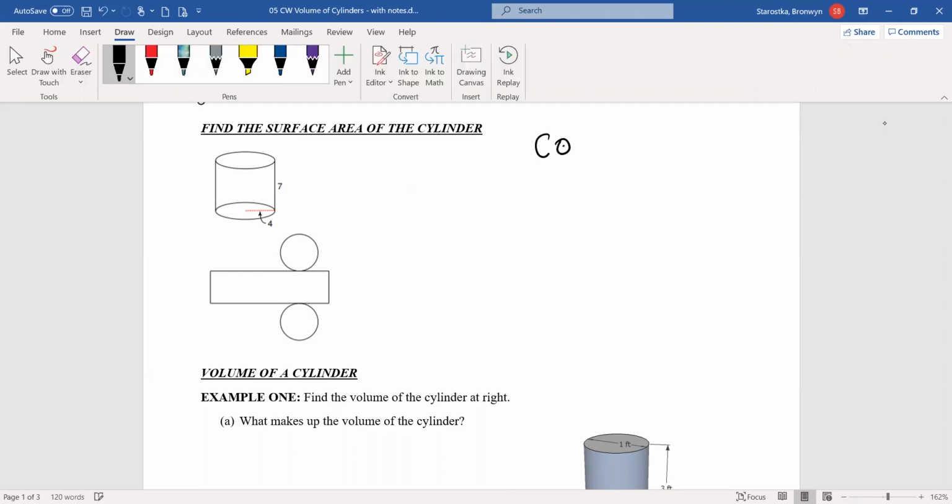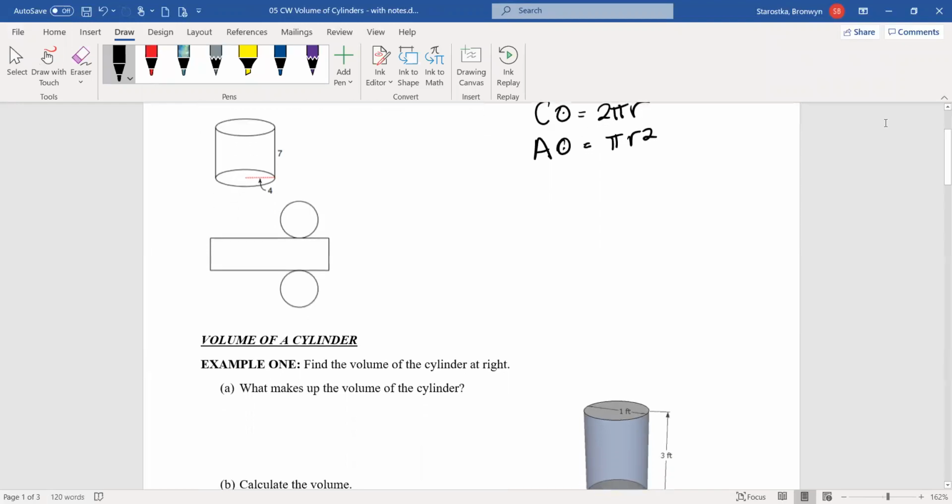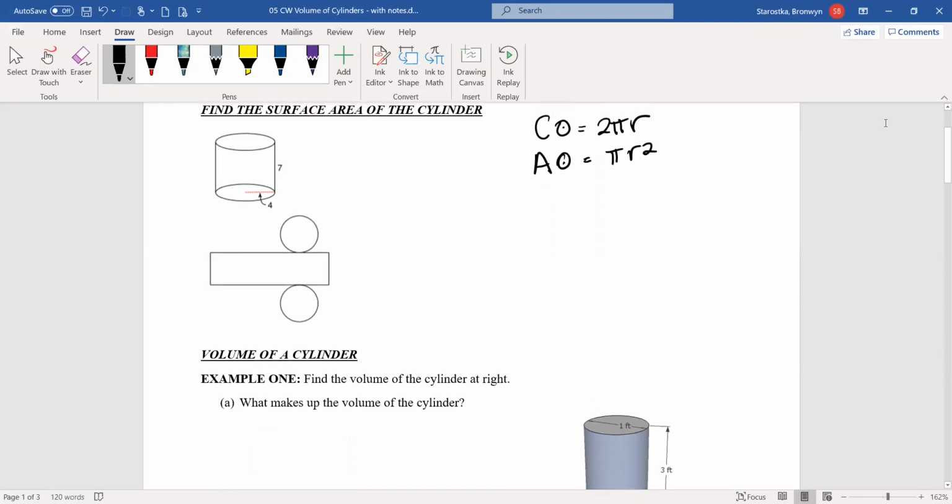The circumference of the circle is 2 pi r. The area of the circle is pi r squared. We know our radius, we know our height, and our formula, recall, for the surface area of a cylinder. The surface area is the area of two circles, so 2 pi r squared, plus the circumference, which is the base or the bottom of our rectangle, times the height. So 2 pi r each.